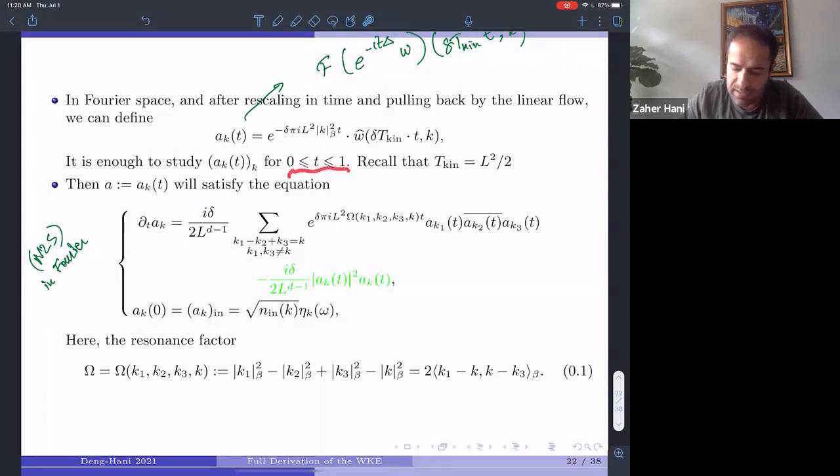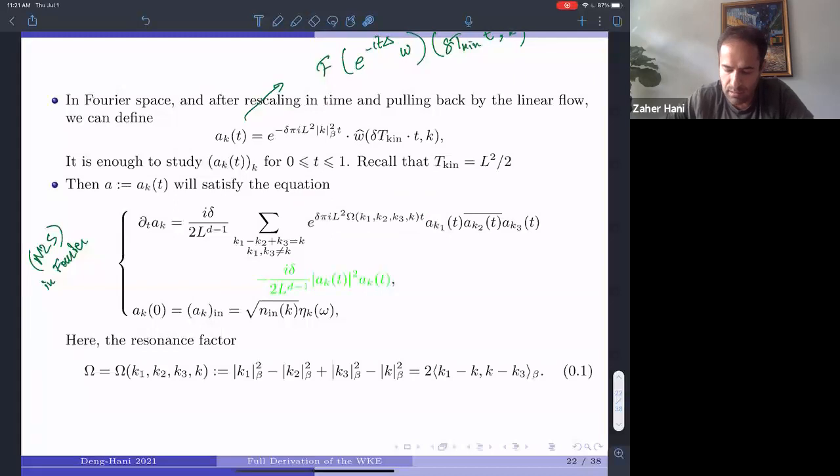Once you study A_k on the interval [0, 1], you are studying W on the interval [0, delta times T kinetic]. Okay, so this is the cost of rescaling in time and taking into account the scaling law that we adopted, which is alpha equals L inverse. So we have a sum over k1 minus k2 plus k3 equal to k, and we have the restriction that k1 and k3 are never equal to k. And so A_k1, A_k2 bar, A_k3, and we have this oscillatory factor, which comes because we have conjugated back, or pulled back by the linear flow.